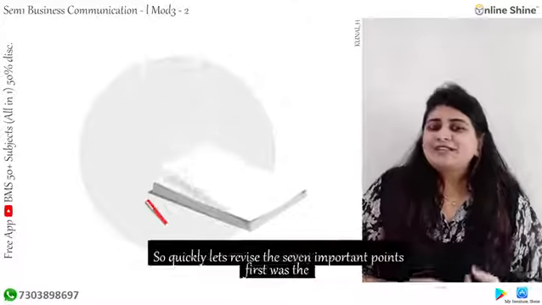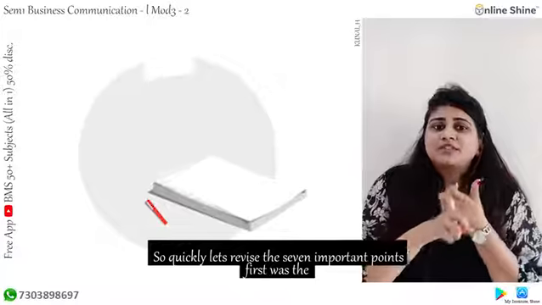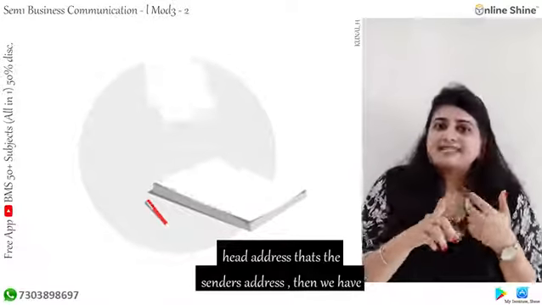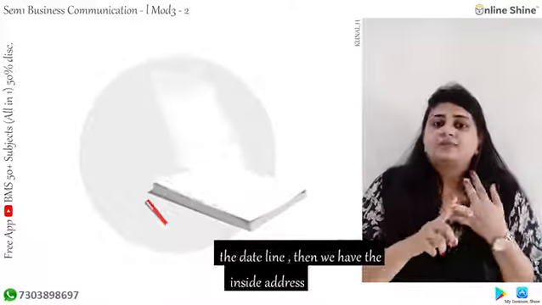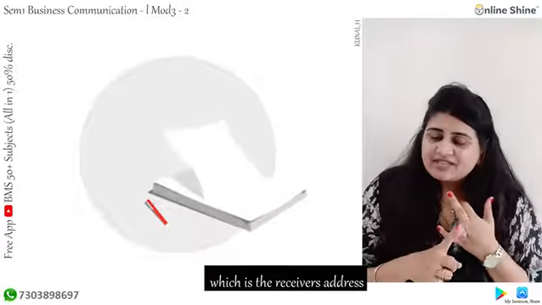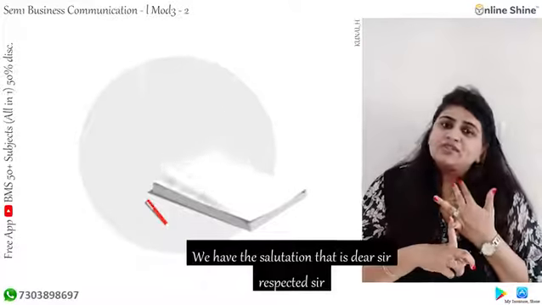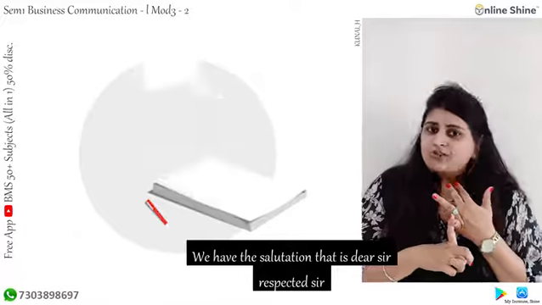Right? So quickly, let's reverse. What are the 7 important points? First was the head address, that's the sender's address. Then we had the date line. Then we had the inside address, which was the receiver's address. We had the salutation, that is dear sir, respected sir, whatsoever it be.